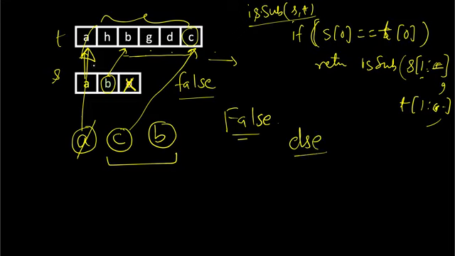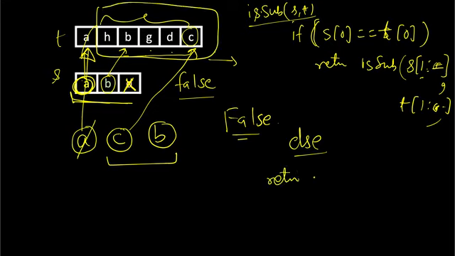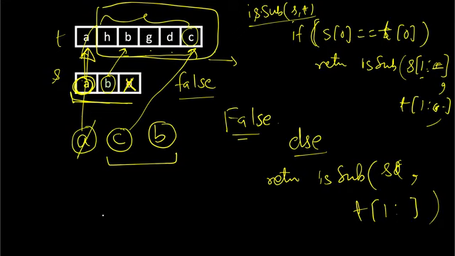Else, that is, the first characters are different, so we will not advance in S since we have to find all the characters of this S. So we did not find A here. So what we are left with, we will find this entire S in this part from first to last character. So in this case we will return isSub of complete S, and T1 till end. And so here we are using recursion. This is the main function, and we are recursively calling this function on a smaller substring of S and T.